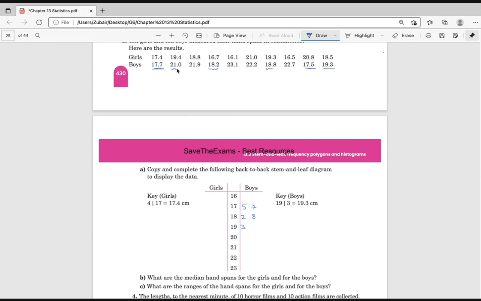Then 21.0 and 21.9, so 0 and 9. Then 22 is 2 and 7. And 23 is 1.